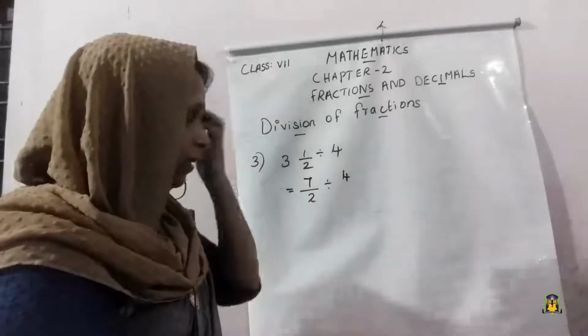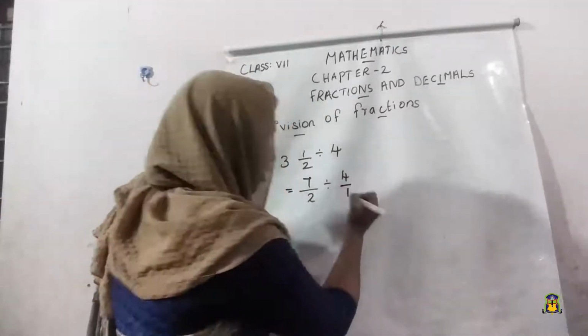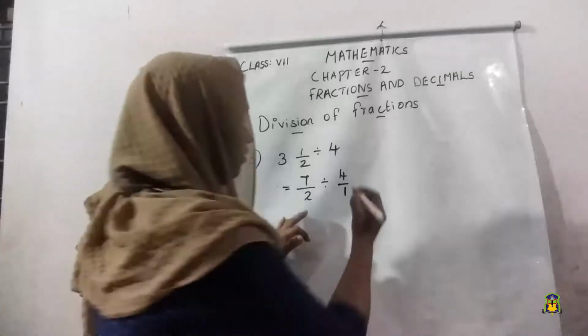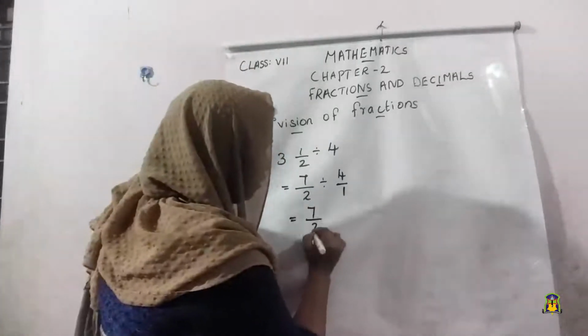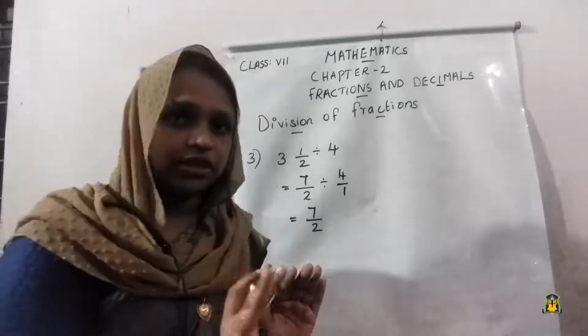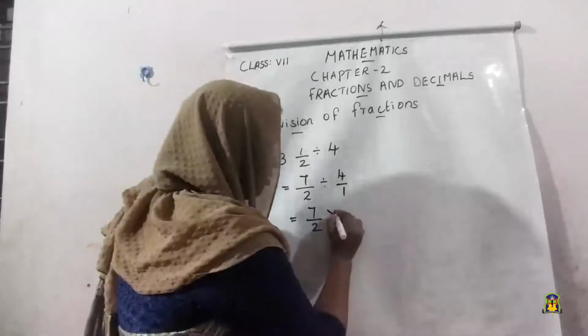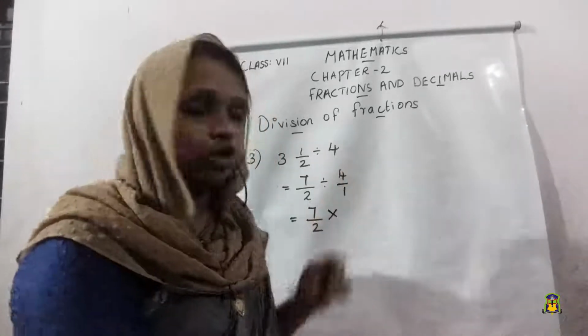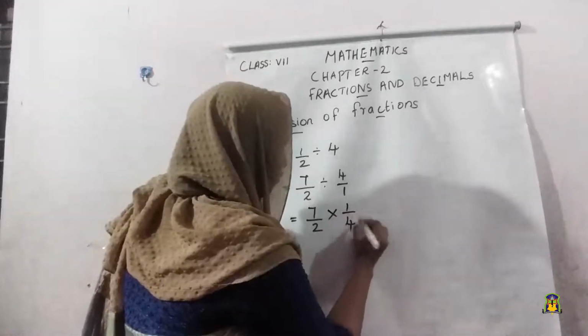So here we know 4 is a whole number. So there is an unknown denominator, that is 1. Okay. Then we know how to divide this. The first fraction you want to write like that itself. No need to change that. 7 by 2. Then division changed to multiplication. Then we want to take the reciprocal of 4 by 1. It is, yes, 1 by 4.